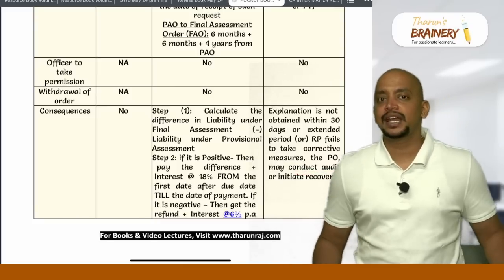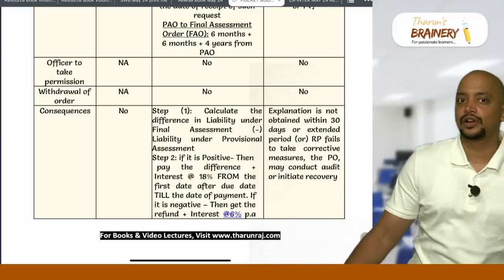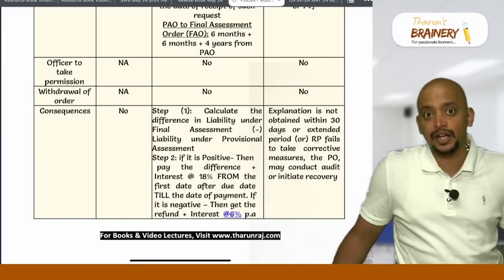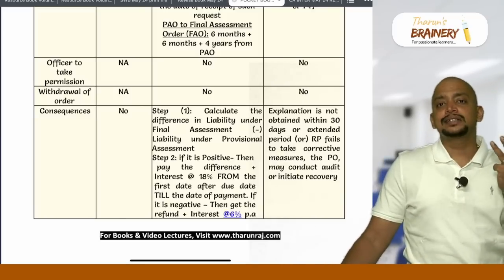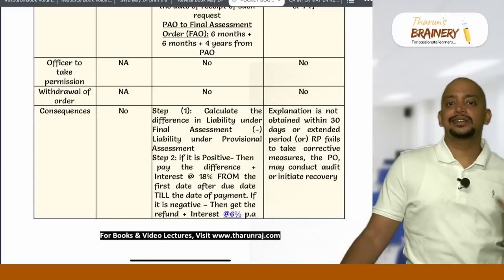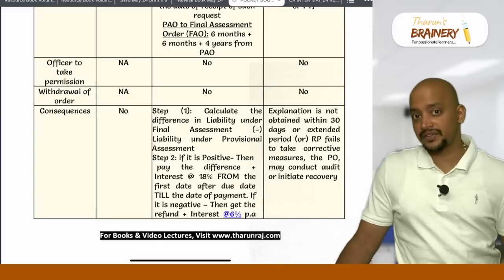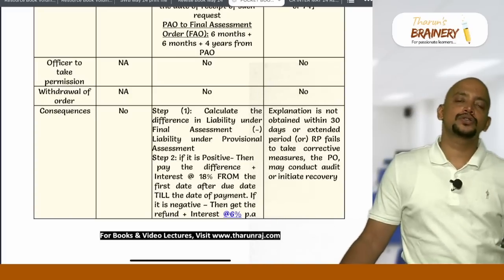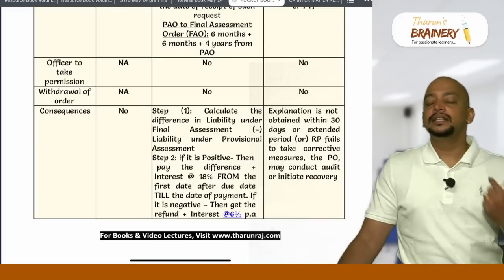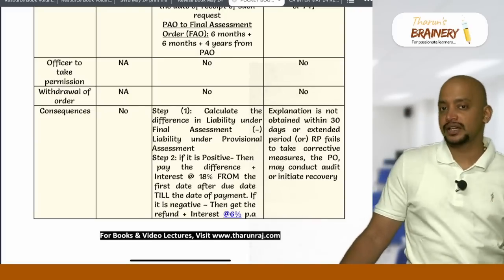The audit can be either a special audit or a departmental audit: departmental audit under section 65 or special audit under section 66. They can also initiate a search under section 67, and if they have sufficient evidence, they can initiate recovery under 73 and 74.